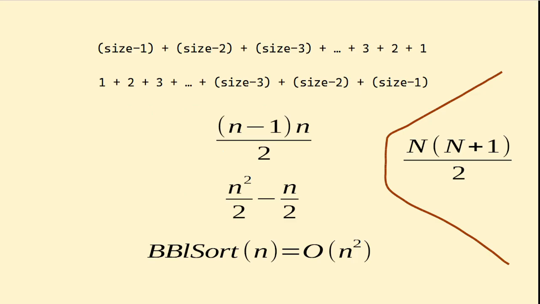And in our case, size minus 1, if we use lowercase n to represent the size, then our expression will be n minus 1 times n divided by 2, and if you expand that, it will become n square divided by 2 minus n by 2. So in this case, the dominating term, or highest power term, is n square divided by 2. Therefore, the big O complexity of bubble sort is big O n square, or quadratic time complexity.